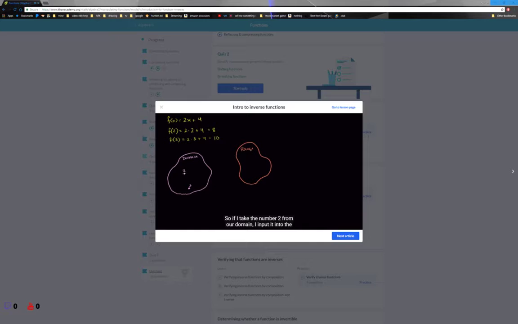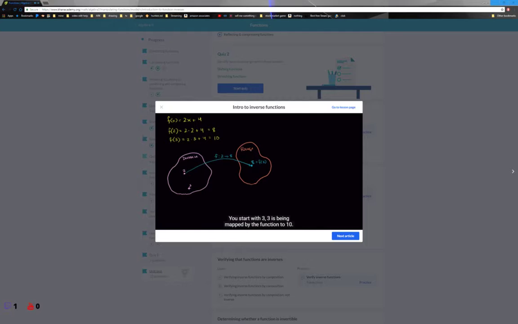So if I take the number 2 from our domain and input it into the function, we're getting mapped to the number 8. So let me draw that out. We're going from 2 to the number 8 right there, and it's being done by the function. The function is mapping us from 2 to 8. This right here is equal to f of 2.